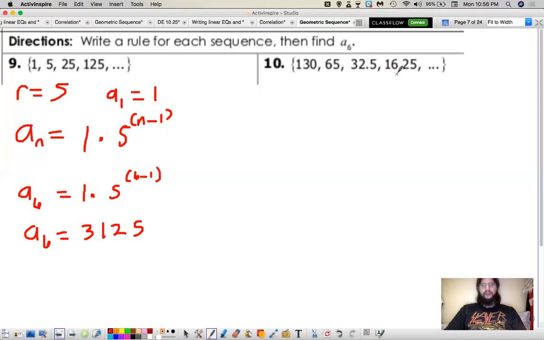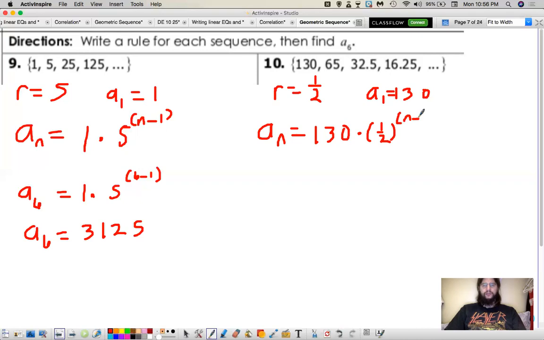Okay, let's see. Cutting this in half, it looks like. R is a half. A1 is 130. So our explicit formula will be A n equals A1 times, just a fraction, I'm going to go ahead and put it in parentheses, R to the n minus 1.